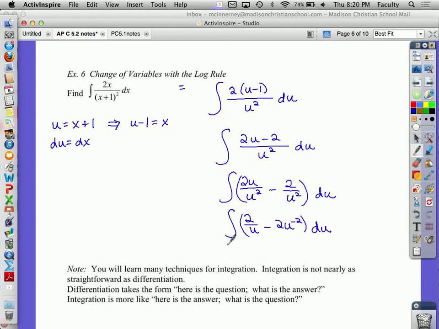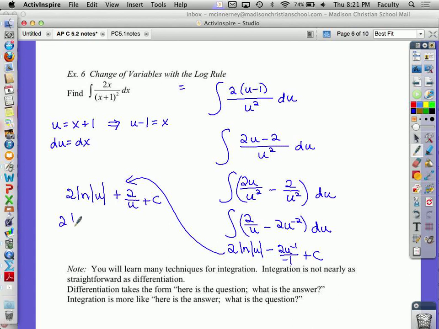Well, then this one is going to give me 2 natural log absolute value of u. Here I would increase the power by 1 and divide by that new power. So let me continue it over here. I get 2 natural log u. It becomes a plus 2 over u plus c. And then we'll just substitute back in what u is.